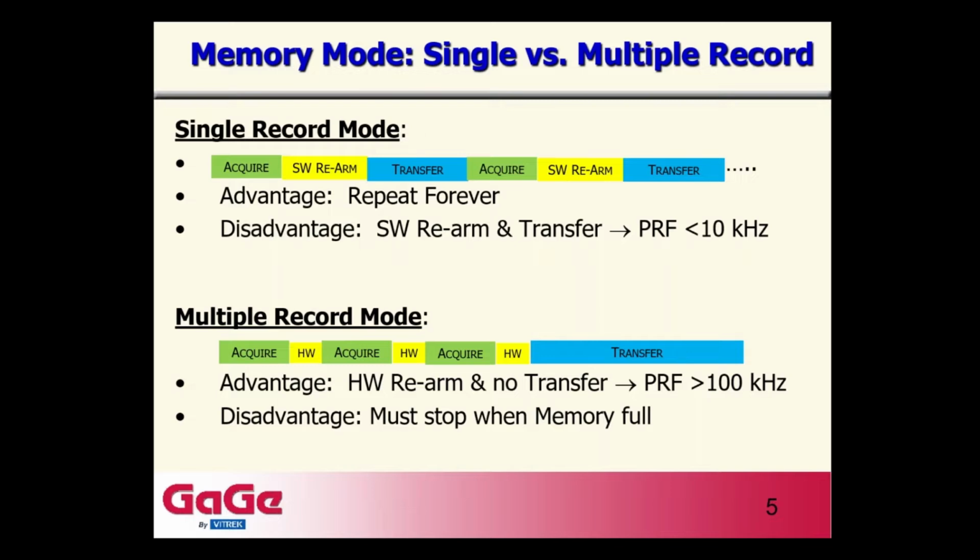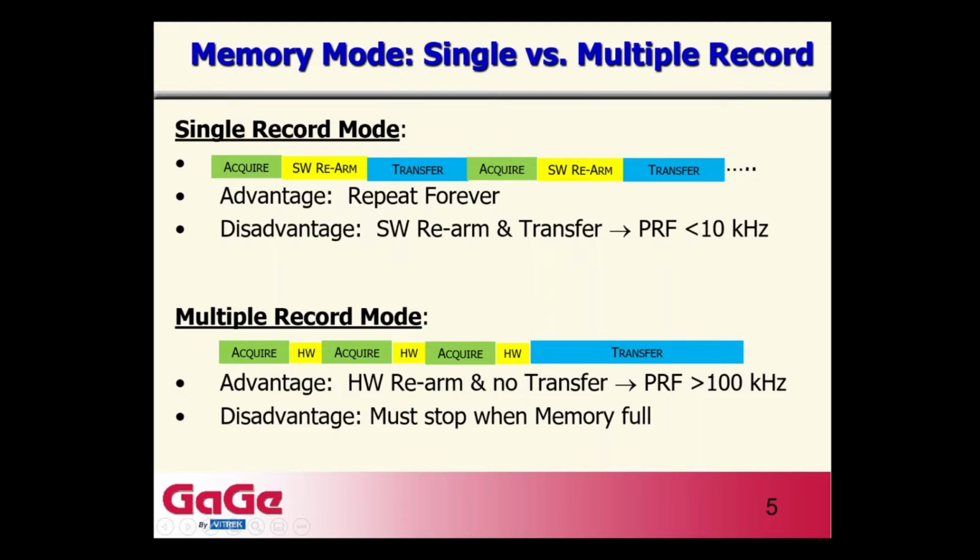So here you acquire again in green, but then all you have to do is rearm, and the rearm is done in hardware very quickly, in under a microsecond. If you respect that 1 microsecond rearm time after the acquisition of the waveform, then you're ready to accept the next trigger. You acquire and rearm with no transfer in between to slow you down, and you can do that at rates of more than 100 kilohertz, 100,000 triggers per second.